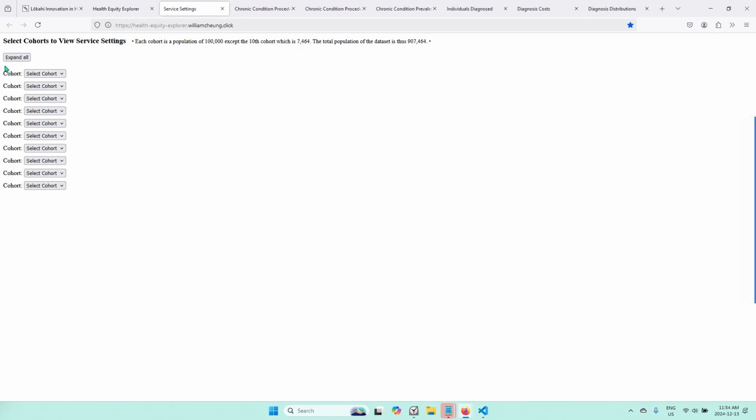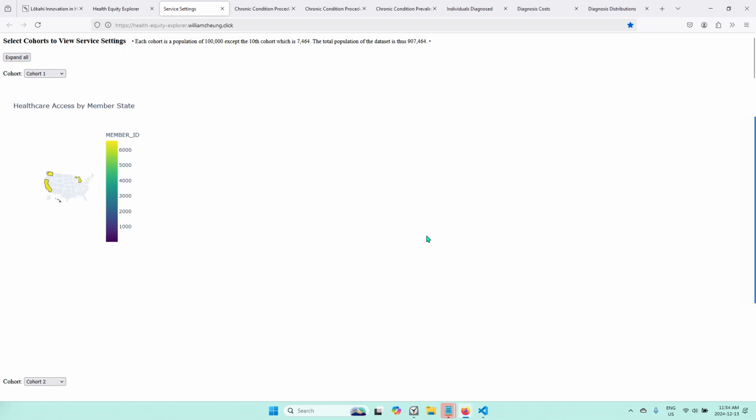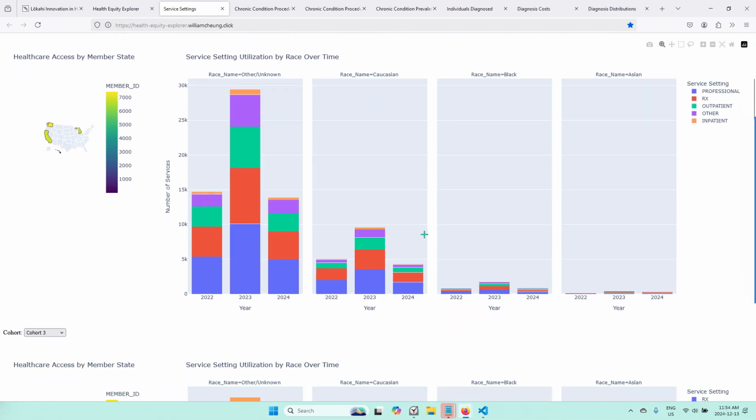You can also look at service settings, and let's expand all the cohorts. And this is the number of services for the different settings, like outpatient or inpatient, professional or prescription, I guess, RX. And it's split by year, and by race, as you can see at the top here.